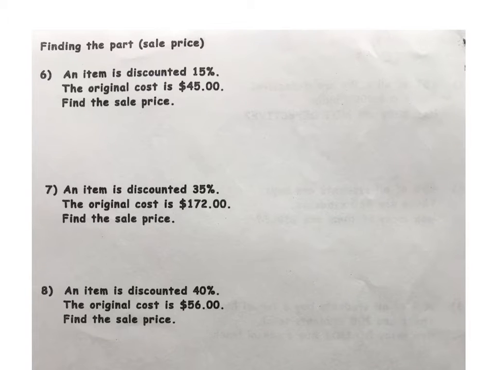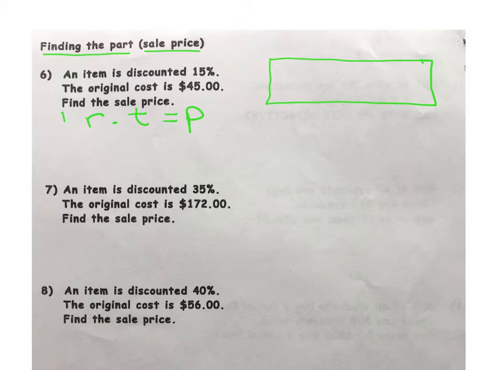Welcome to page 4, Finding the Part. Today we're going to be finding the part called the sale price. For each one of these problems, you're going to use a tape diagram to represent the information in the problem, and you're going to be using the formula R times T equals P to find the part that we're looking for. And in this case, the part is going to be the sale price part.